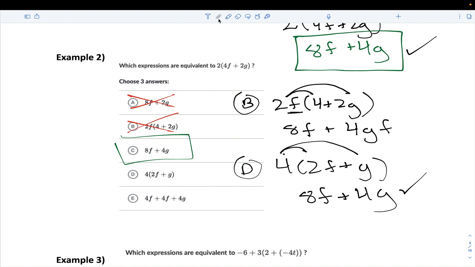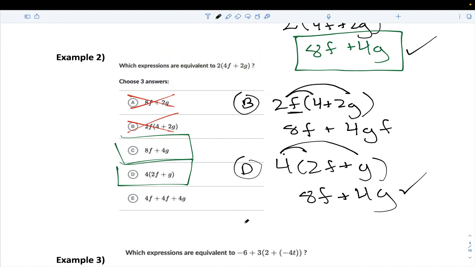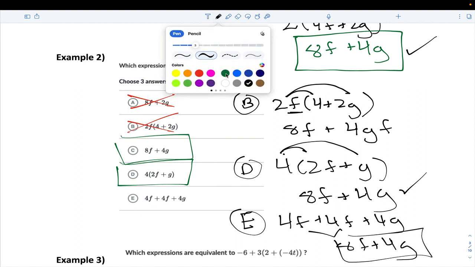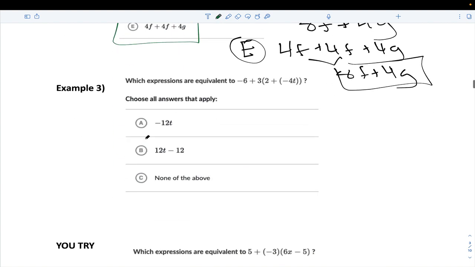Yeah, circle it. That's another answer you found. Aaron, track the boards. Simplify the last part, Hunter. E says 4f plus 4g. What would that simplify to? And is that matching the checkpoint? Yes. So you now have 3 possible answers. They are all circled. And moving on. Last example, then you try.